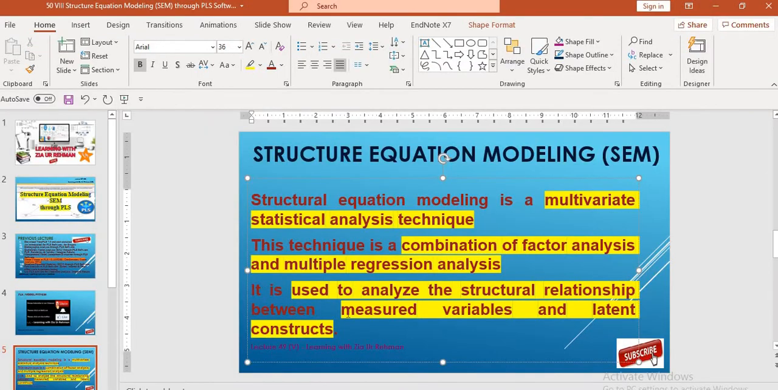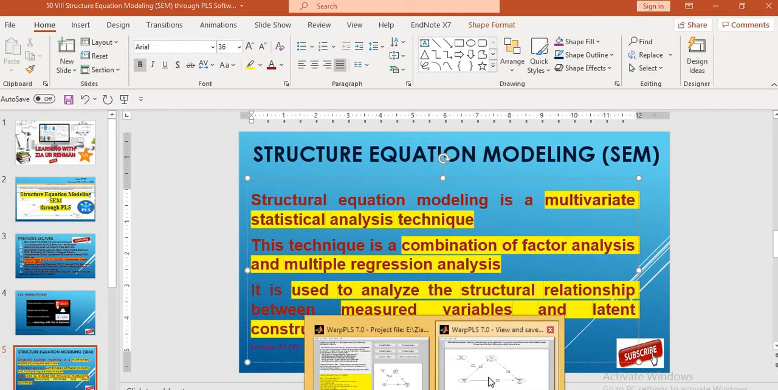See the definition again. It is used to analyze the structural relationship between measured variables and latent variables. Measured variables here means the data of the questions or items which you showed to the respondents for collection of data, and latent variable means the variable on the basis of which you have drawn some questions or used some scales or instrument to collect the data and to statistically analyze that variable on the basis of those items. Then scholars, I am showing you a model.